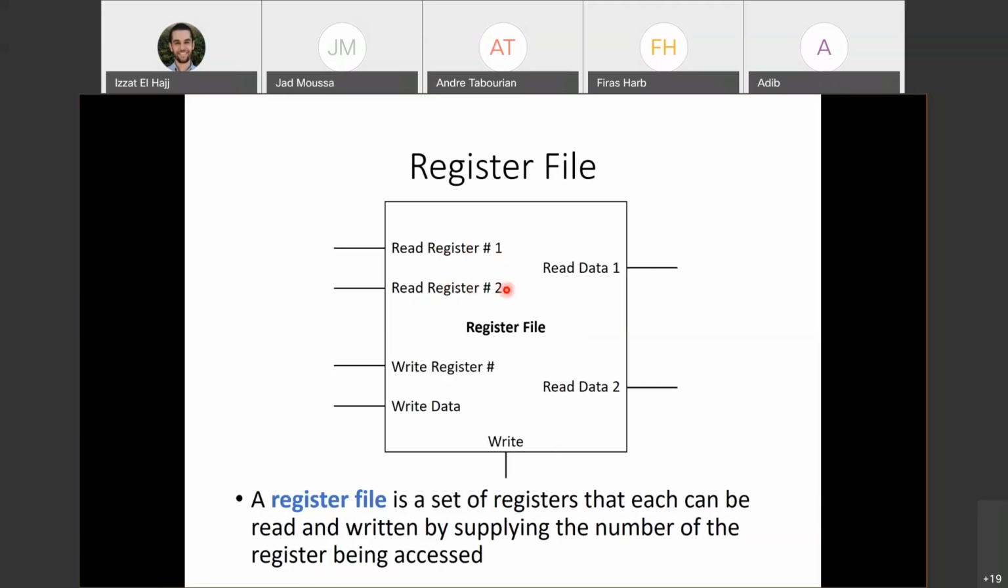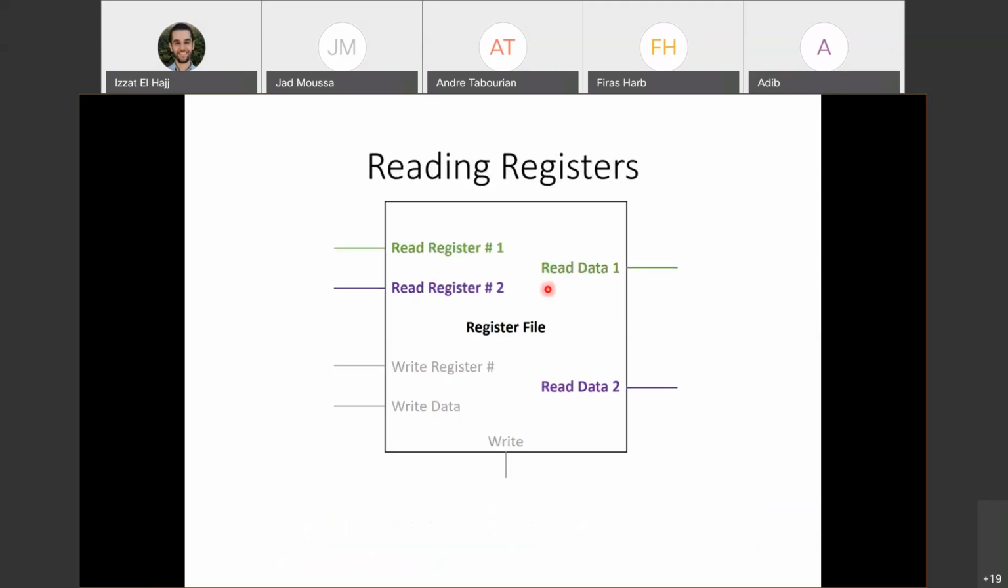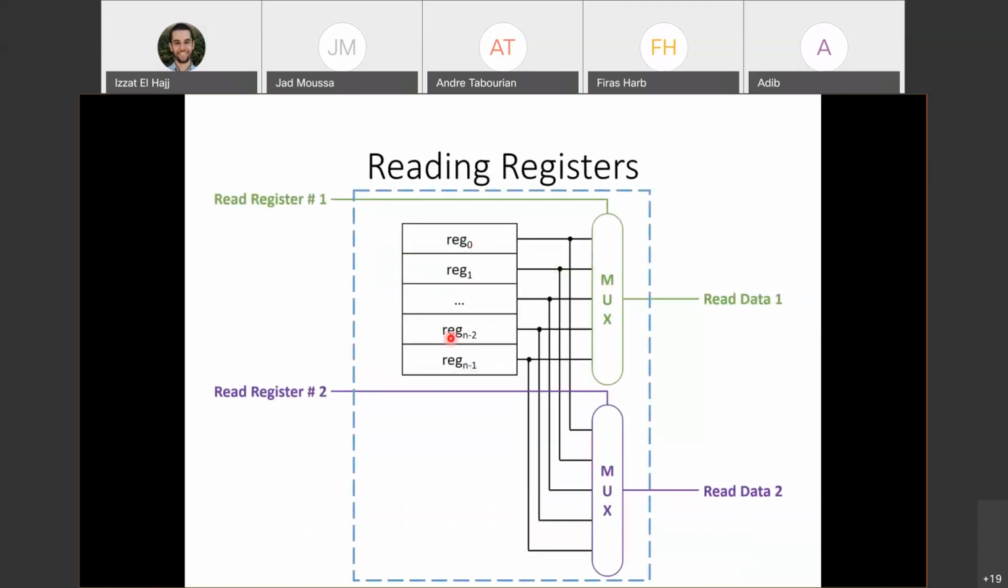We provide two register numbers and get the data that's stored in these registers, and we also provide a register number to store to and the data that we write to that register, and specify here whether or not we would like to write. And we saw how to support reading from the register file. We simply have a bunch of registers, and the register numbers are used as select signals for the multiplexers. So if I want to read two different pieces of data at the same time, I can simply have two multiplexers with two different select signals, and this allows me to read two different registers.